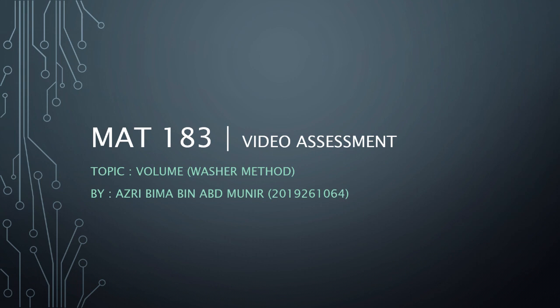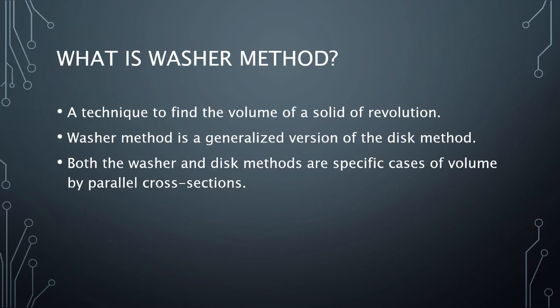My name is Azrin bin Abdul Munir, and I will be explaining about the washer method from the topic of volume. So what is the washer method? The washer method is a technique to find the volume of a solid of revolution. It is a generalized version of the disk method. Both the washer and disk methods are specific cases of volume by parallel cross sections.